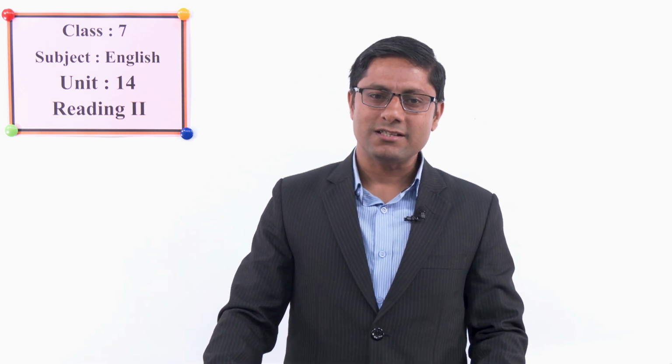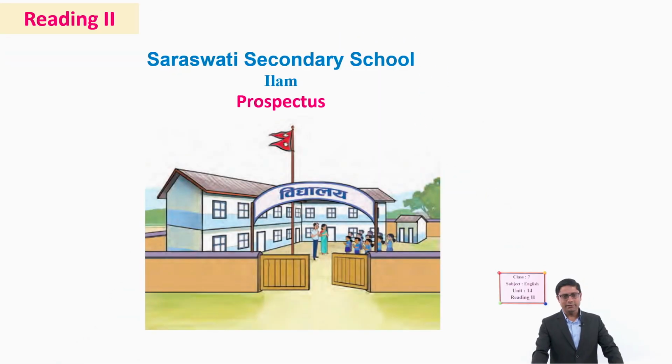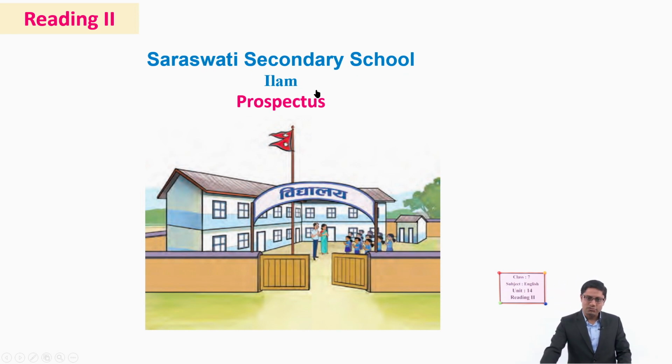All right, dear students, now we will discuss the reading text in your textbook. Please look at the screen. See there, you can see this one in the textbook, Saraswati Secondary School, Ilam Prospectus. This is the name of the school which has published this prospectus. Ilam is its location. It is a district. I hope you are familiar with it. So, Saraswati Secondary School lies in Ilam district, and there is the prospectus.